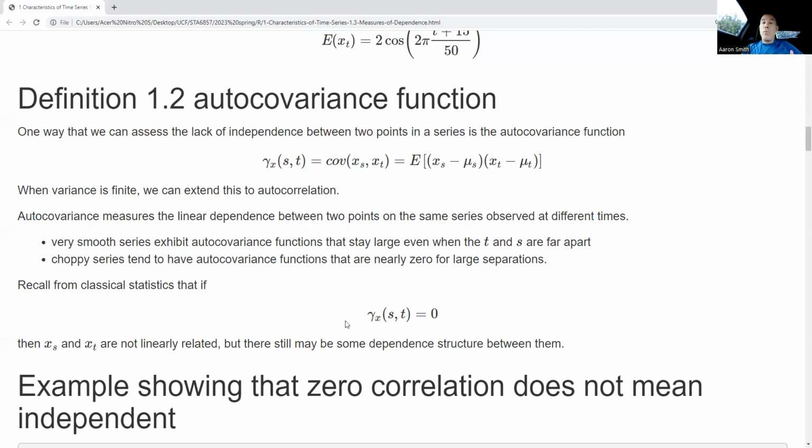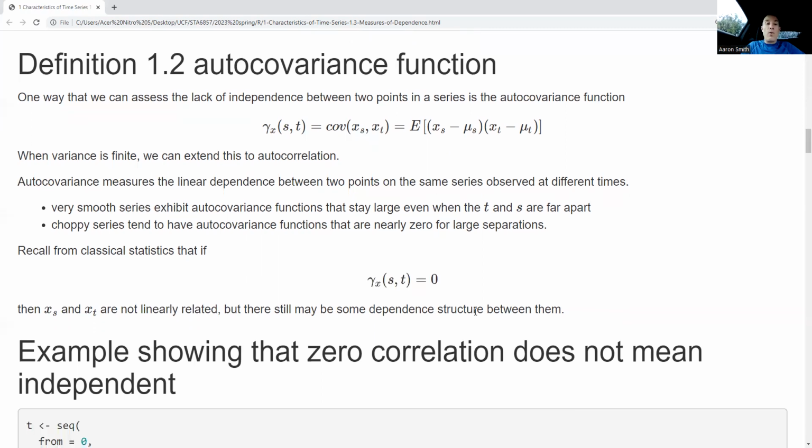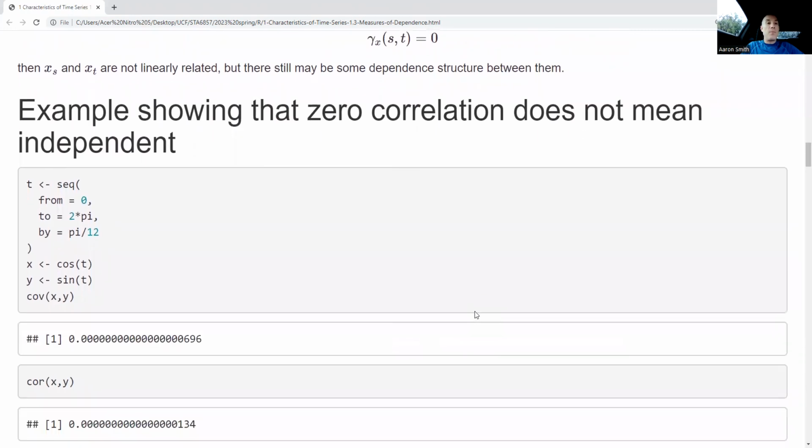All right, so now recall from your regular classic statistics class that if the covariance or correlation is equal to 0, then the two variables are not linearly related, but there could still be some dependence structure between them. So here, when I see the autocovariance or autocorrelation equal to 0, I know there's not a linear relationship between them. That doesn't mean they're independent. So I'm going to show you an example where they're not independent.